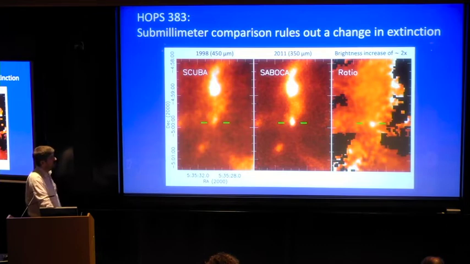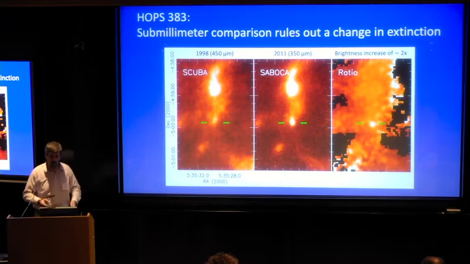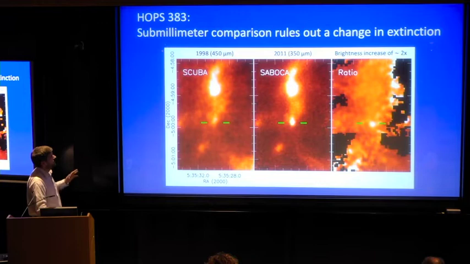If it were just a change in extinction, say dust clearing and more light from the central star coming out, we would have seen a fading at submillimeter wavelengths. So this shows you how submillimeter data are complementary to the far IR.